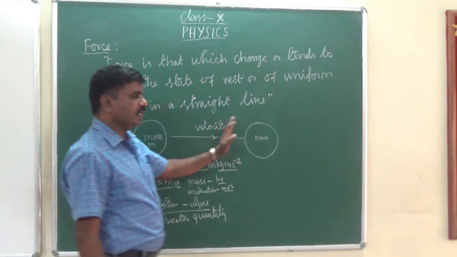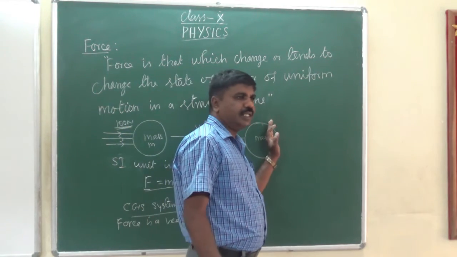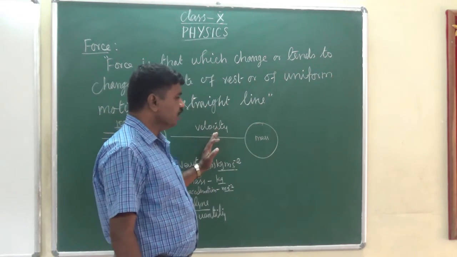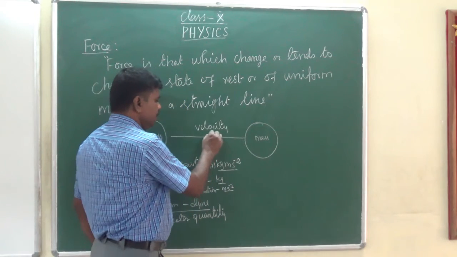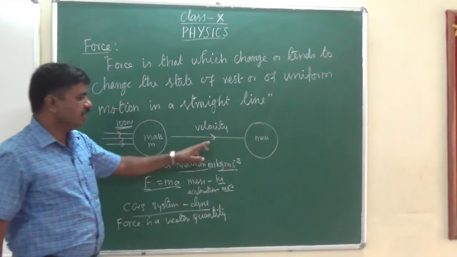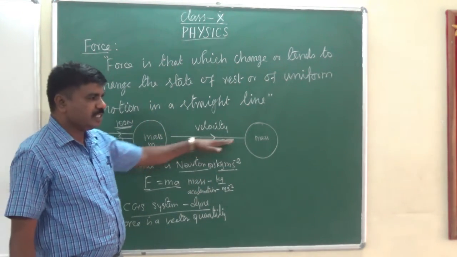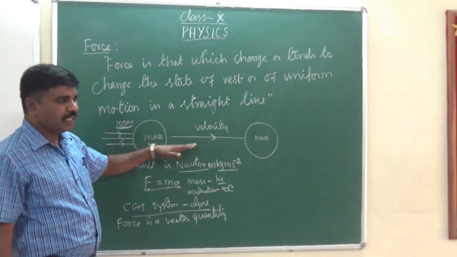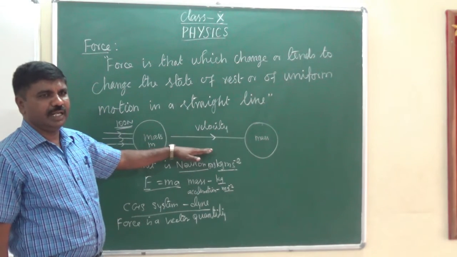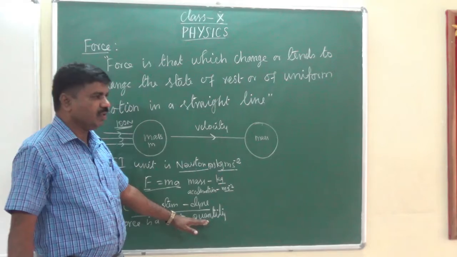It is moving with some velocity in a straight line. So that straight line, the rectangle or the straight line, shows the direction. Or otherwise, this arrow mark denotes direction. So it is moving in a straight line. So the force that has both magnitude and direction is called a vector quantity.